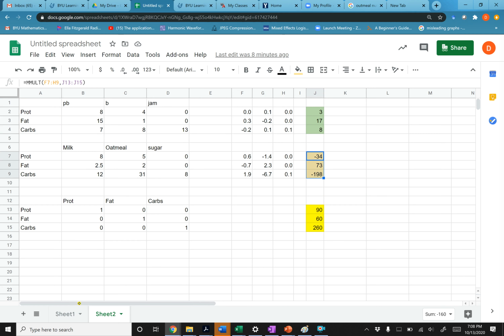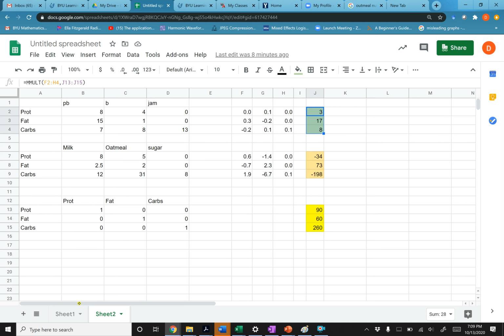So I could tell you, hey, I need 90, 60, 260 in protein, fat, and carbs. I need a negative 34.73 or a negative 1 and a negative 198 in milk, oatmeal, and sugar. Or I need 3, 17, and 8 in peanut butter, bread, and jam. All those are equivalent. Those are all coordinates of my dietary goal, just in different coordinate systems, just in different bases.